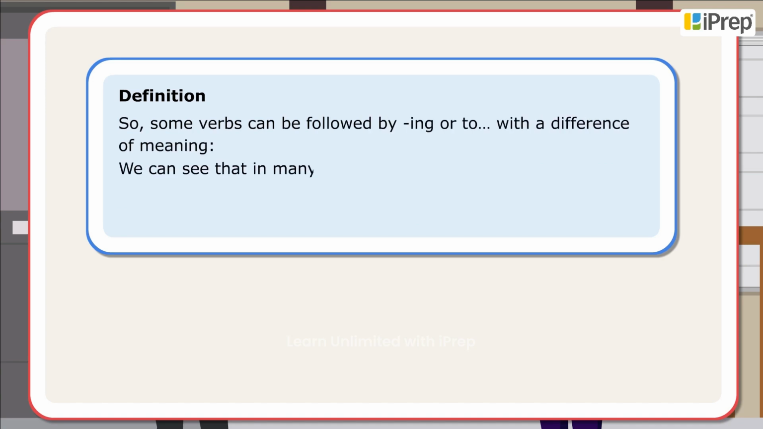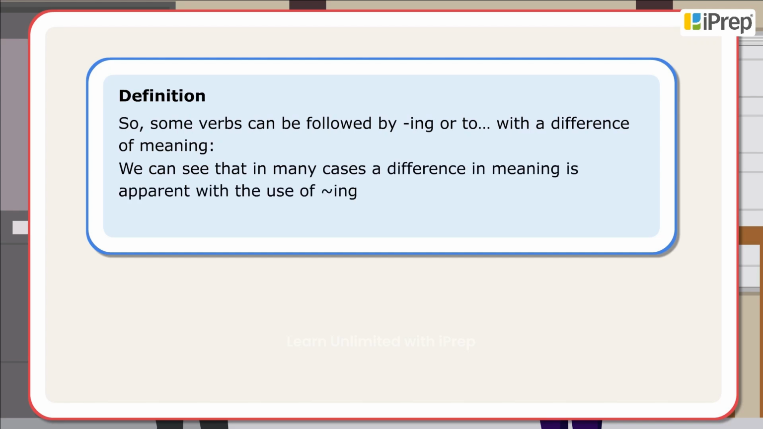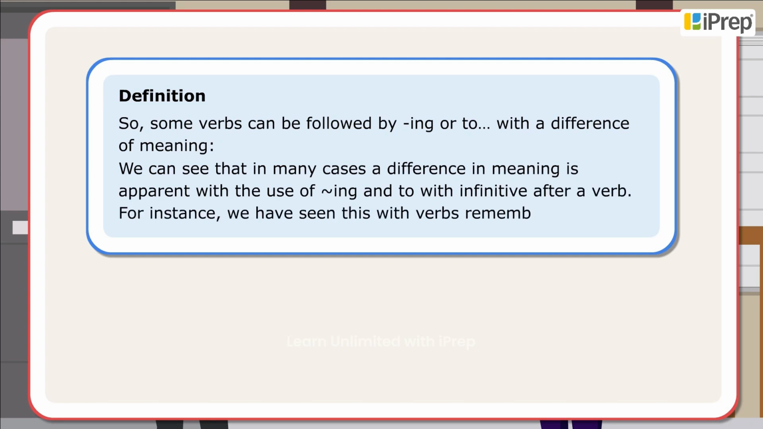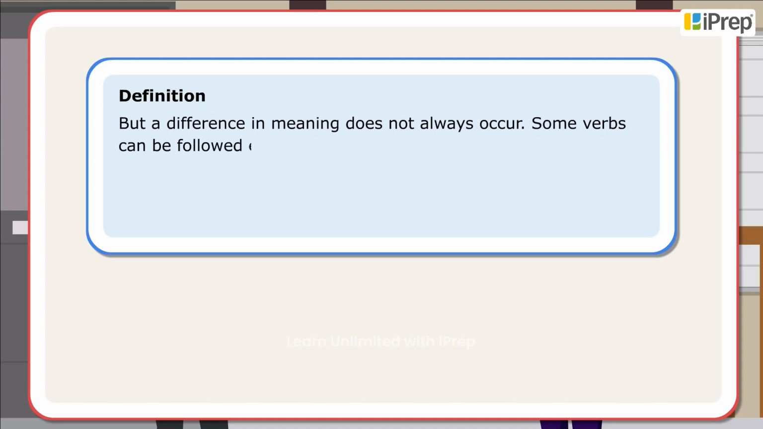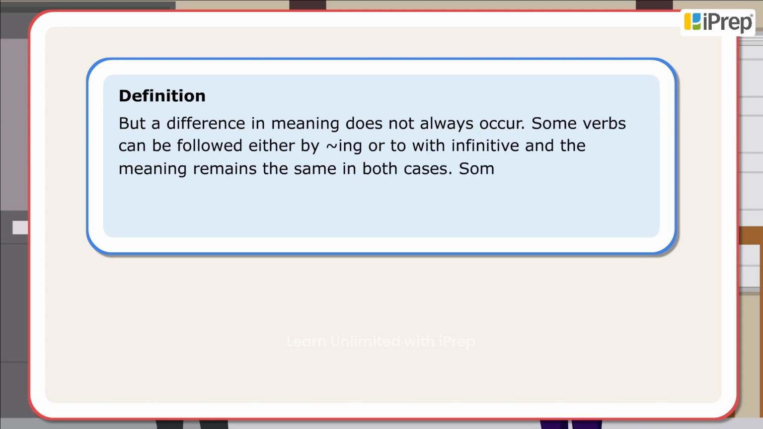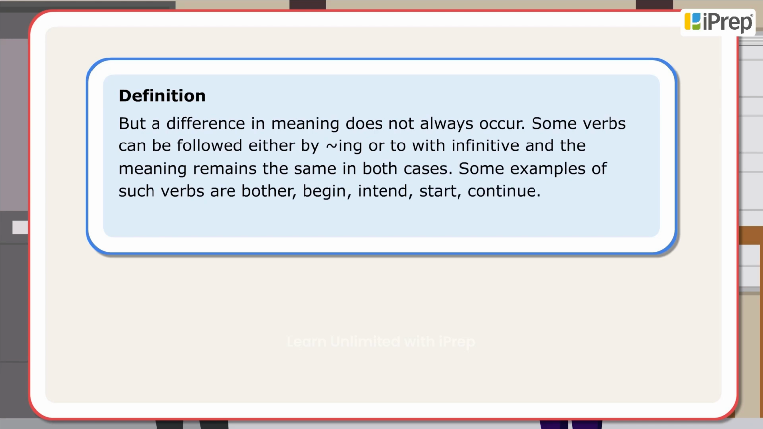We can see that in many cases a difference in meaning is apparent with the use of ing and to with infinitive after a verb. For instance, we have seen this with verbs remember and regret. But a difference in meaning does not always occur. Some verbs can be followed either by ing or to with infinitive, and the meaning remains the same in both cases. Some examples of such verbs are bother, begin, intend, start, continue.